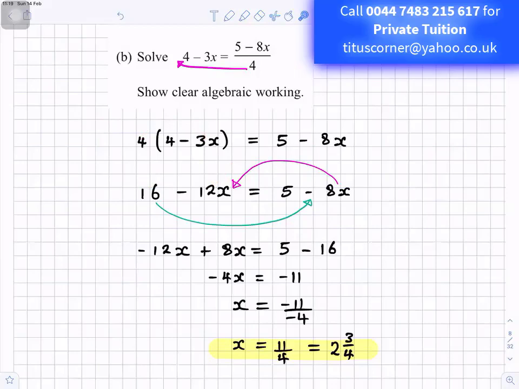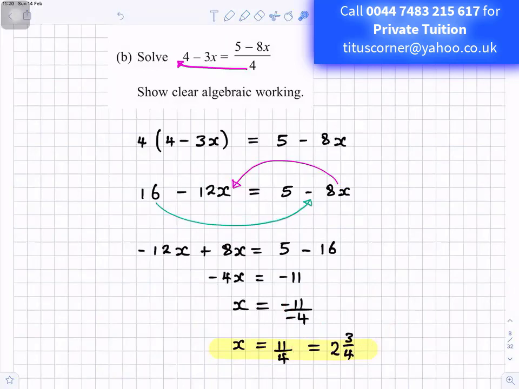Now, we want to put all the x on the left. So we take minus 8x to the left-hand side, and it becomes plus 8x. And we take 16 on the left-hand side, and when it goes to the right-hand side, it becomes minus 16. So we have minus 12x plus 8x, which gives you minus 4x. 5 minus 16 is minus 11. So it's minus 4 times x. You take the minus 4 to the right-hand side, it becomes divided by minus 4. So x is equal to minus 11 divided by minus 4. The minus and the minus become a plus. So your answer is 11 over 4, or 2 3/4.